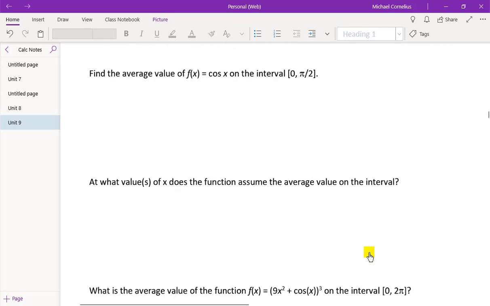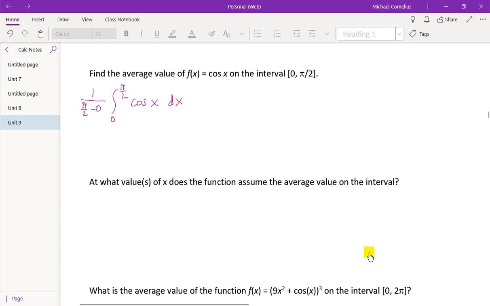Find the average value of f of x equals cosine x on the interval from 0 to pi halves. Okay, well, once I know where the interval's at, that helps me set up my integral. So I'm going 0 to pi halves of cosine x dx. And we want on the interval from 0 to pi over 2, so this is going to be 1 over pi halves minus 0.